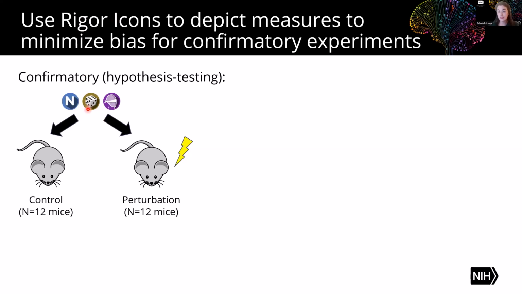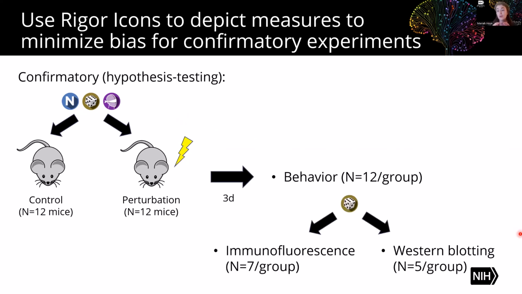You randomized samples to experimental groups, and you blinded or masked experimenters during the experiment as well as the analysis. 3 days later, you perform this behavioral task, and then further, you randomize the mice that underwent that behavioral task, and 7 of those mice are going to be used for immunofluorescence, and 5 of them are going to be used for Western blotting.